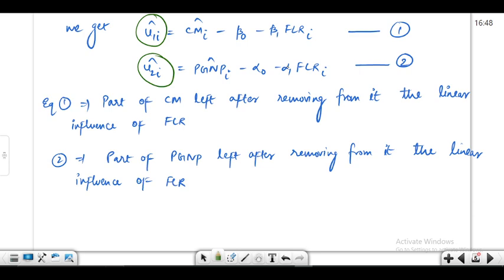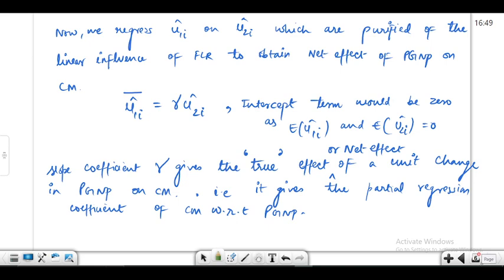So I have two new variables now, that is equation 1 and equation 2. Equation 1 is implying basically the part of child mortality left after removing from it the linear influence of FLR. So that part of child mortality which is not being explained by my FLR variable. Similarly, equation 2 is suggesting that part of PGNP left after removing from it the linear influence of FLR. So we are left with U1I hat and U2I hat. These are basically those parts of child mortality and PGNP which are not explained by FLR. Now this becomes important because we'll be using this.